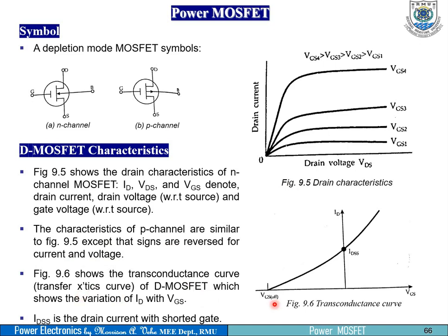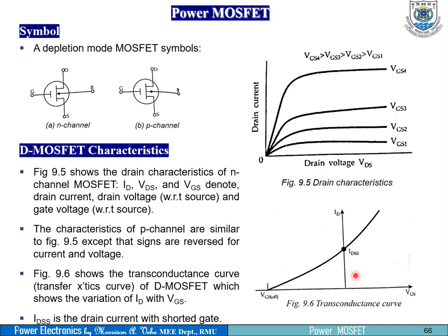Now, 9.6 is a transconductance curve, so that we can talk about what we call the transconductance curve of depletion mode MOSFETs, which shows the variation of drain current with gate source voltage. You have a gate source voltage at a certain value here. At this one, everything is off entirely. By the time we come here, the gate source voltage puts us in the off state. So this is gate source voltage, and IDSS is the drain current as far as the source is concerned.